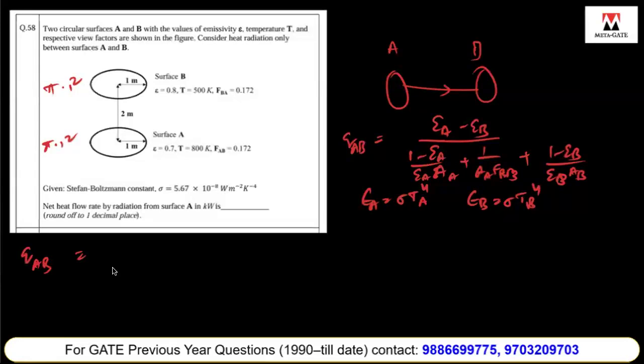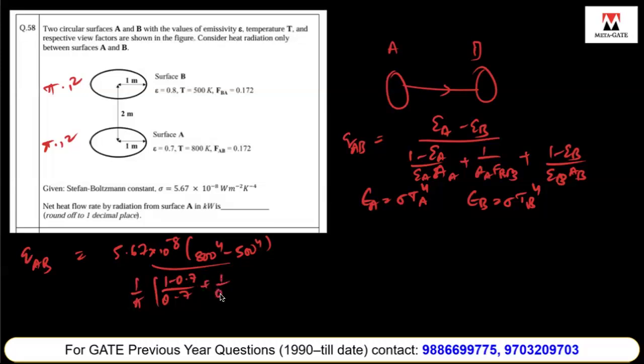So Q_AB is nothing but 5.67 into 10 power minus 8. So it is sigma, you take common, into 800 power 4 minus 500 power 4 by (1 minus 0.7 by 0.7, taking area as common) plus 1 by 0.172 plus (1 minus 0.8) by 0.8, which is equal to, you calculate, you'll be getting 9.5 kilowatts. So the answer is 9.5. Thank you.